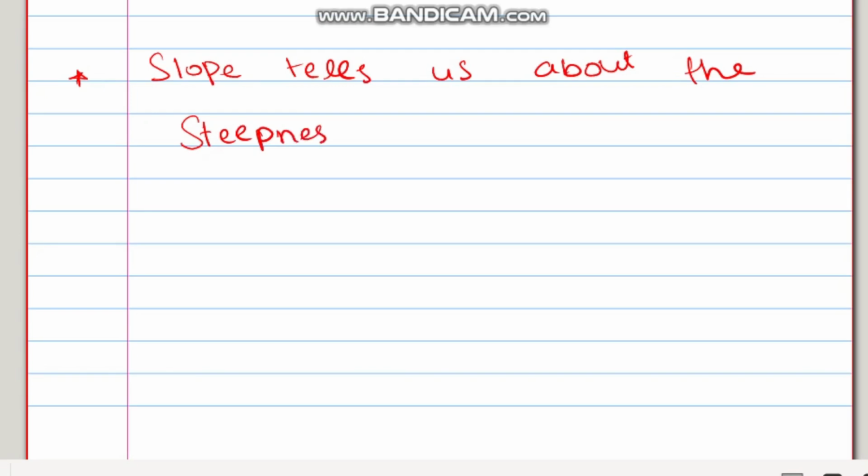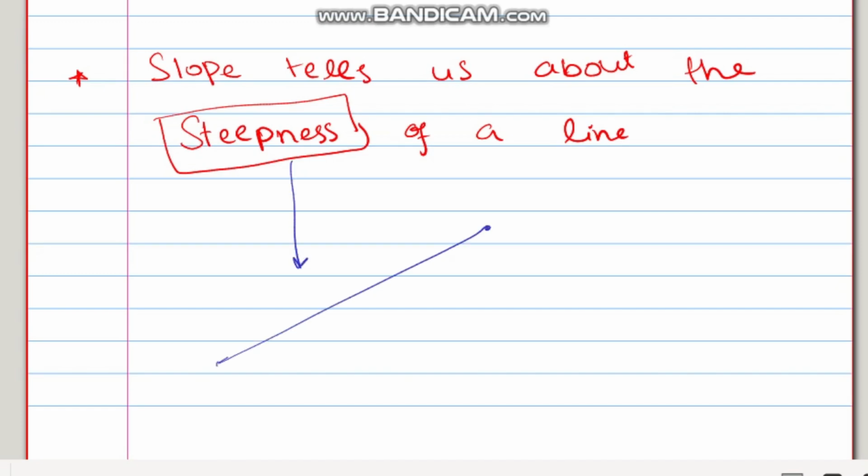I am writing a very important point: slope tells us about the steepness of a line. The word steepness is very important. It tells us how much a line is steep. What is meant by steep? Basically, steep means this thing, nothing more than this.